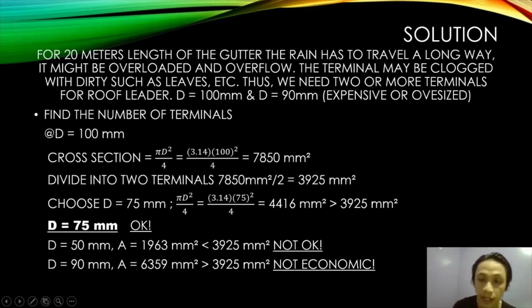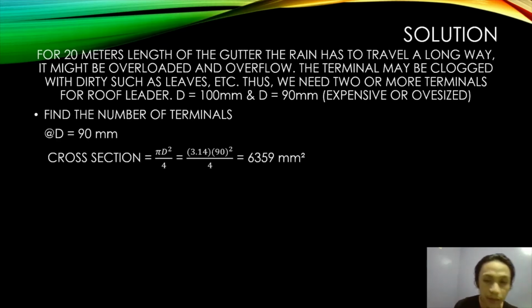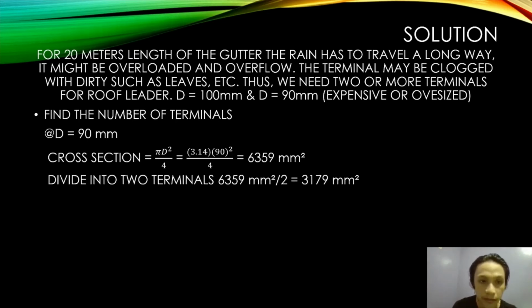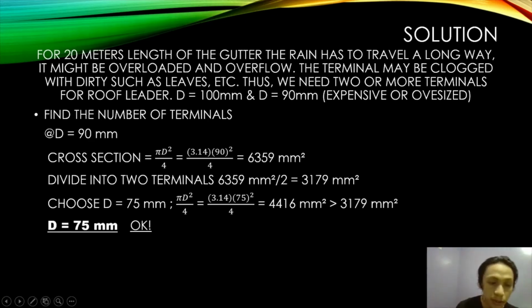But what if D equals 90 millimeter? Again, it's pretty much the same process. We get the cross section of it. We get 6,359, and we divide it by 2. We get 3,179, and we choose again 75. Then we get the cross section of it. We get 4,416, which is greater than 3,179, which is good. So D equals 75 mm is okay.